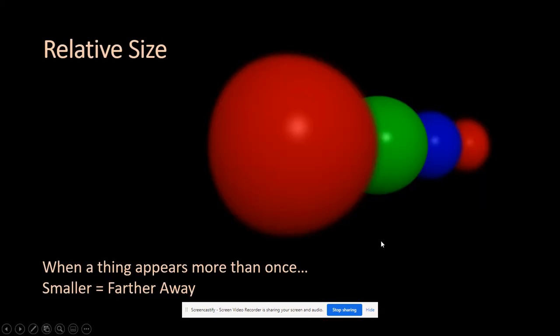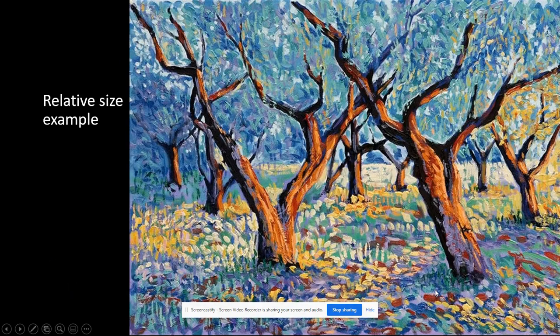Relative size. We use size as one of the biggest clues about how far away something is. If we have an object, like a car or a tree, and then we see another car or a tree in a picture, and it's smaller, we assume it's not a smaller car. We assume that it's farther away. So same object, smaller, means farther away, relative size.